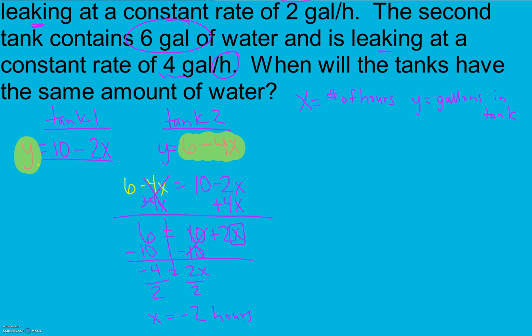So when will the tanks have the same amount of water? Here, negative 2 hours. And that answer does not make sense when we check there. We can't have negative amounts of hours. We don't know what happened before. All we know is what's happening from now and moving forward. So according to this, never. Negative 2 hours ago, but that's not an accurate thing. We don't know if it just started leaking. We don't know how much it used to have. We don't know if this leak is the same amount. And so, never.